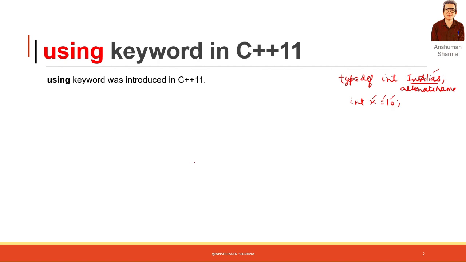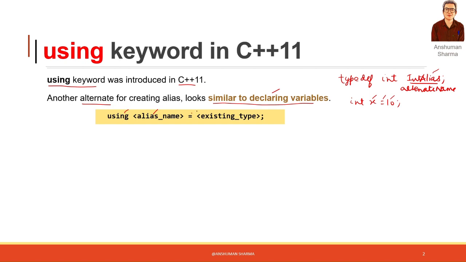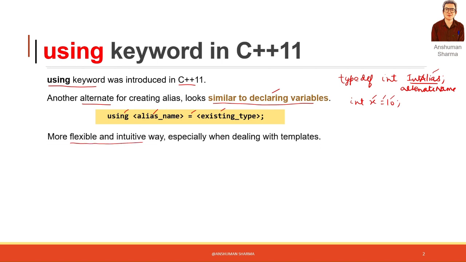So to avoid this, the C++ team, with the introduction of C++11, introduced the using keyword for creating an alias, or an alternate name, with a syntax similar to declaring variables. The syntax is the using keyword followed by the new name, equal to the existing data type. So an alias can be created by following this syntax. It was a more flexible and intuitive way, especially when working with templates, and we could use generic template aliases. This technique of creating aliases is much more preferred and is now used much more for creating type aliases.